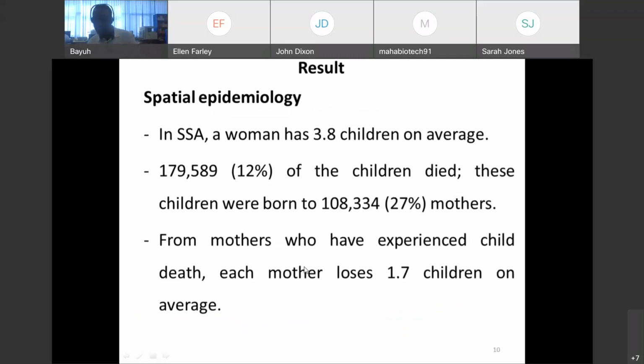That is all about the method section. Next, I will discuss the results. In Sub-Saharan Africa, a woman included in this analysis has 3.8 children on average.